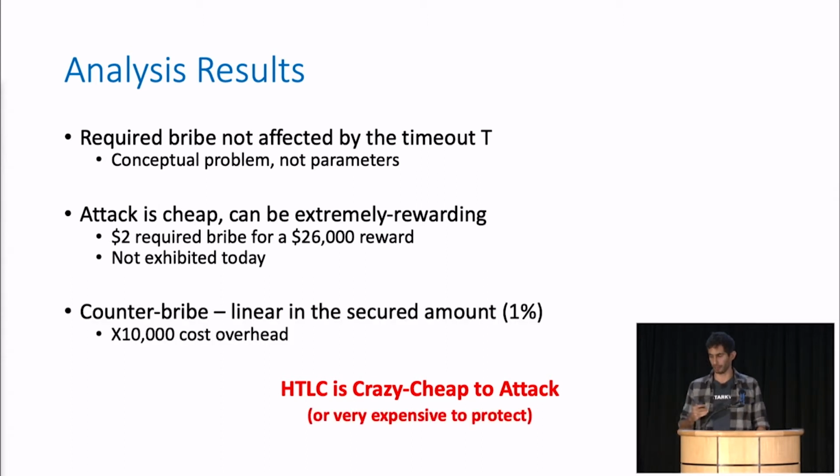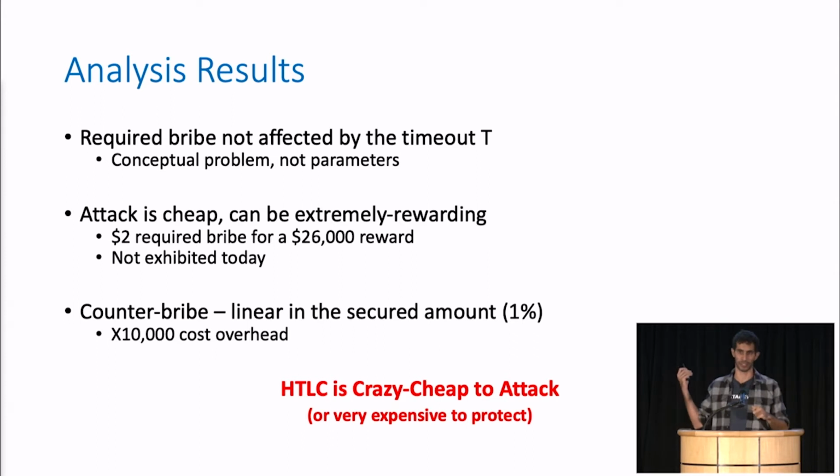There was a suggestion that maybe we can use counter-bribe. Maybe Ant-Man realizes that Batman is bribing the miners to get his transaction included, and maybe Ant-Man could counter-bribe or increase his fee. So this would result in some bidding war, in a sense. And we analyzed this as well. And we showed that obviously there is some sort of asymmetry here, because Batman is bribing for the future and Ant-Man is paying for now. So there is some sort of asymmetry, and Ant-Man can win by offering 1% of the secured amount.